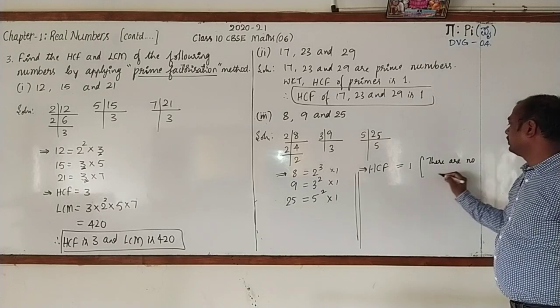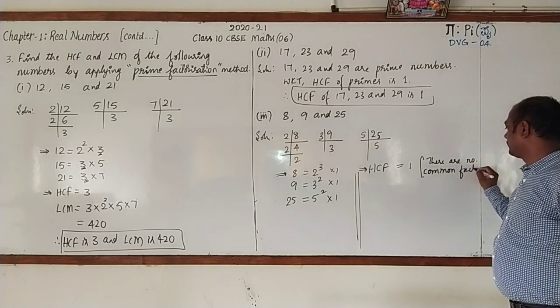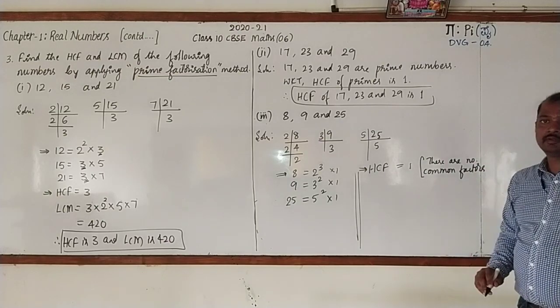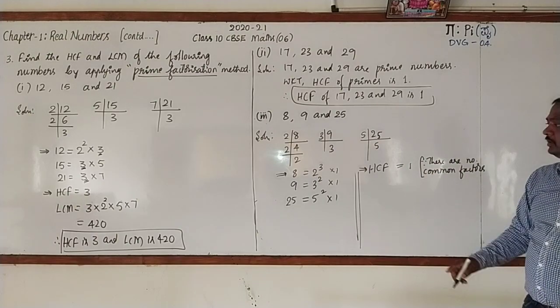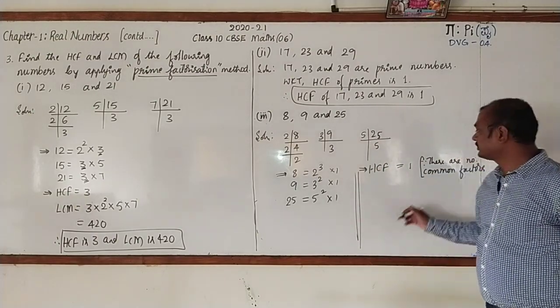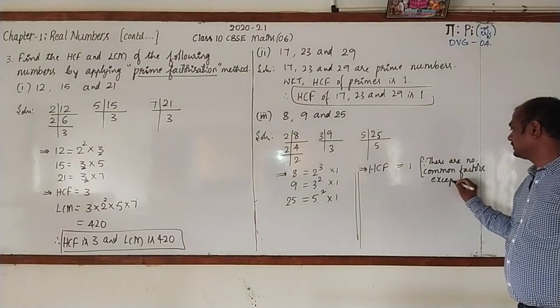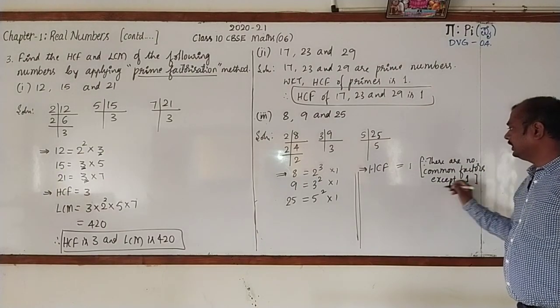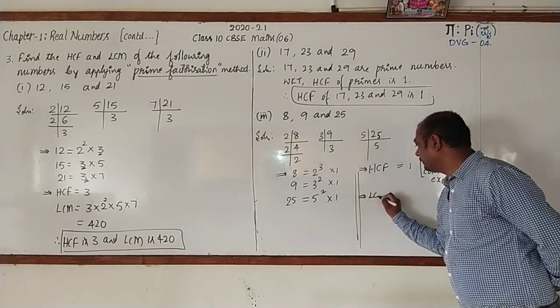Here I write, there are no common factors. If I write only this much, it will not be suitable. Why? Because there is the common factor 1. So you can write, there are no common factors except 1. Therefore, HCF is 1. What about their LCM?